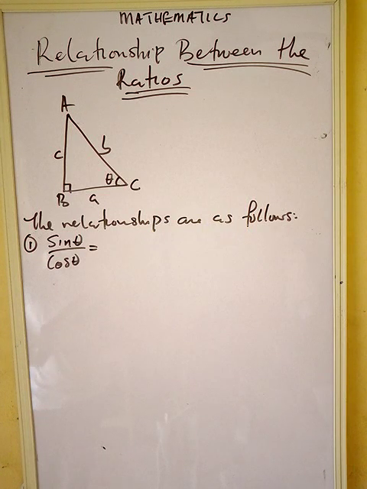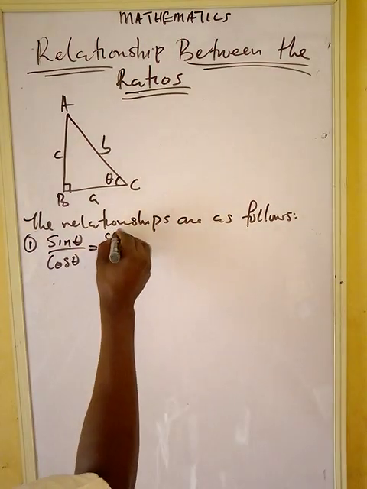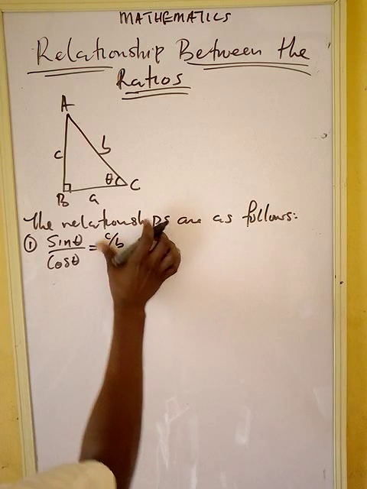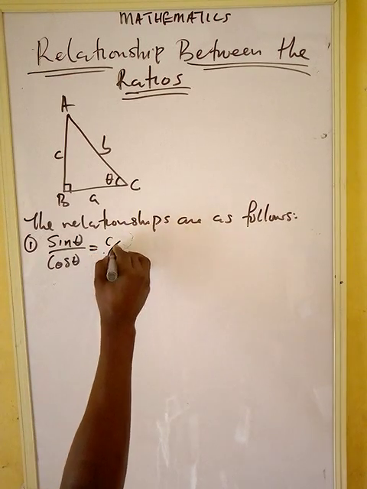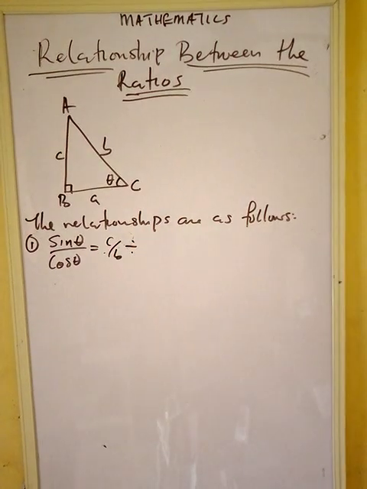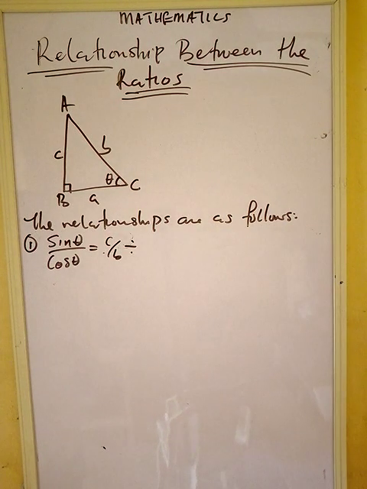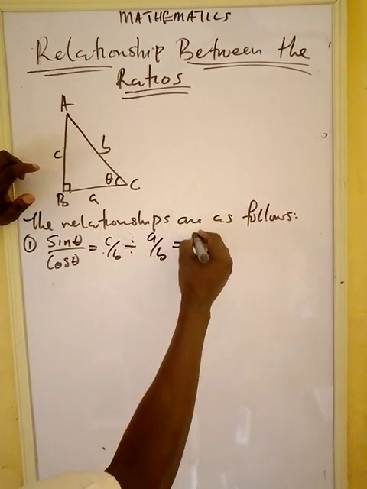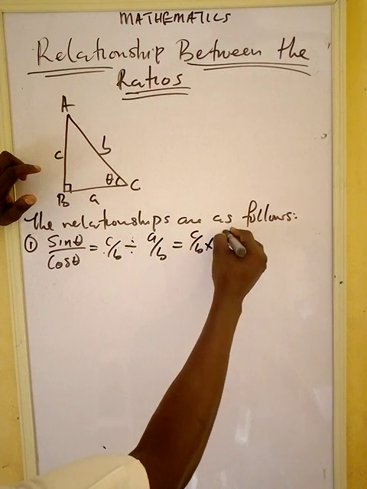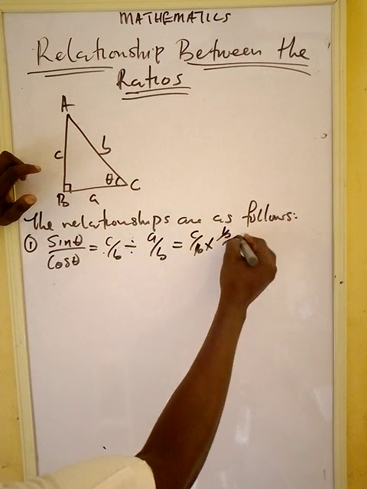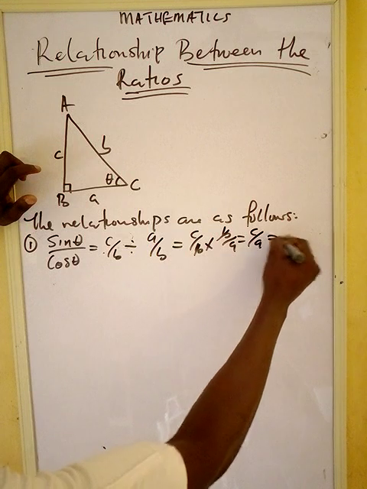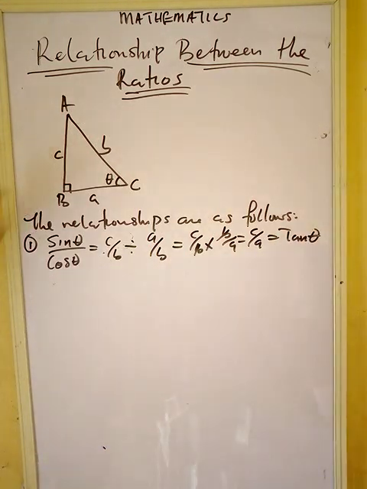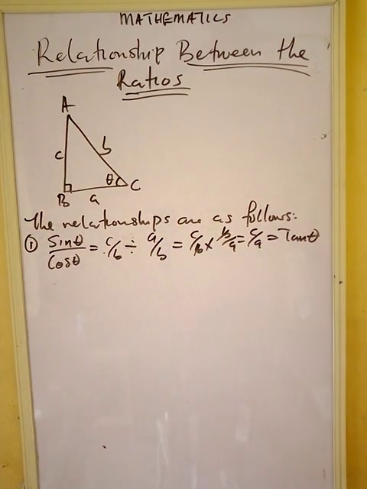Our sin theta is c over b, divided by cos theta. Our cos theta is adjacent over hypotenuse, a over b, which is the same thing as c over b times b over a. This will cancel this, which gives us c over a. That is tan theta.